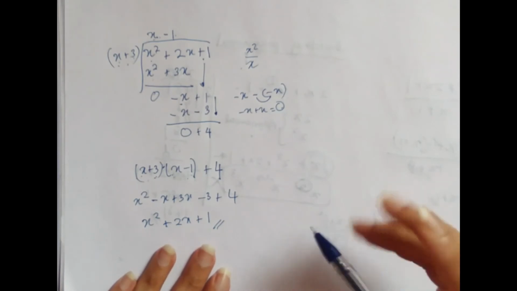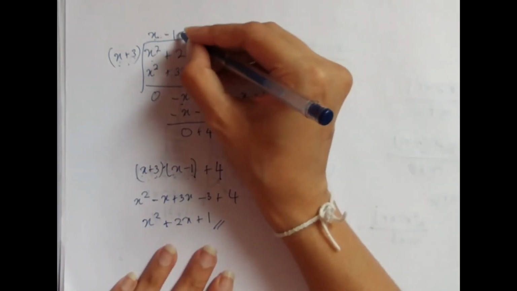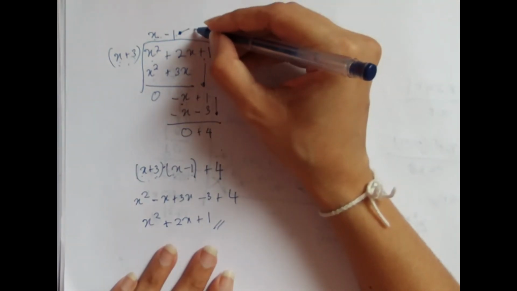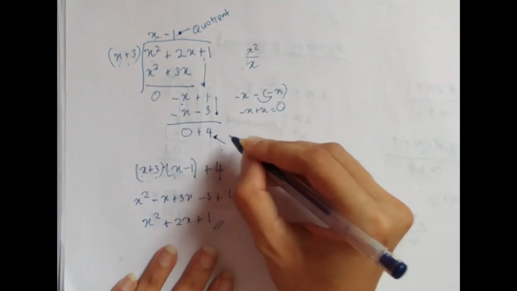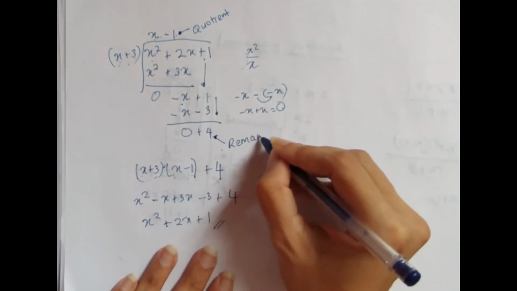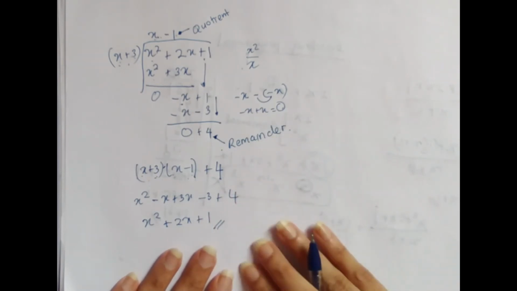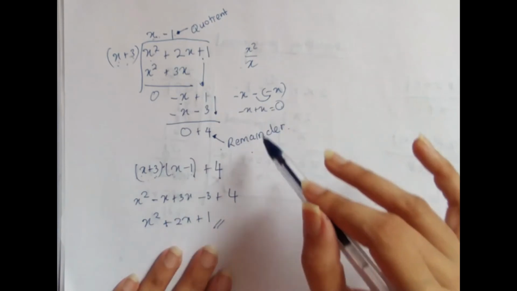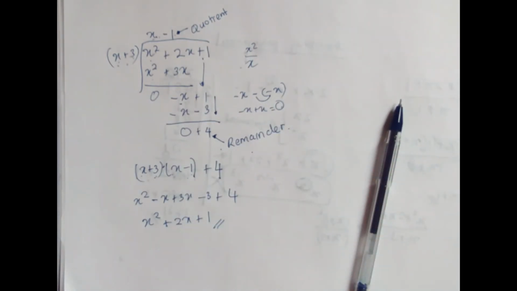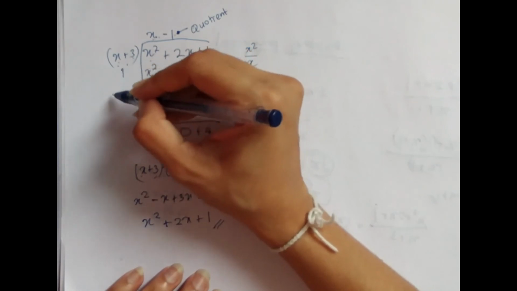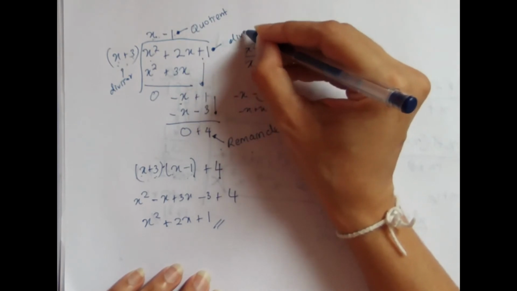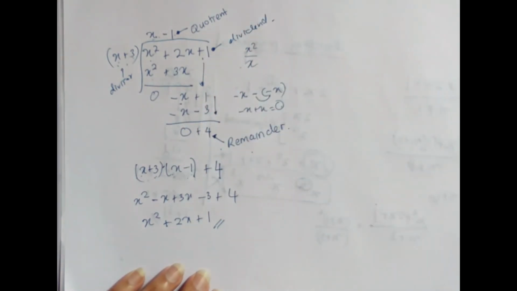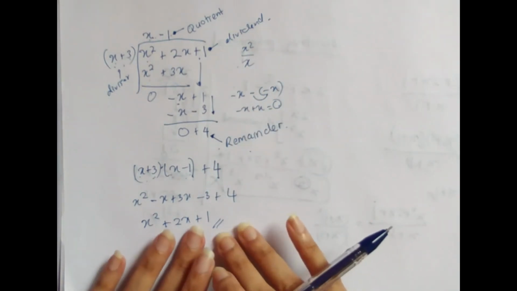One more thing, you must know what these are. We say this is the quotient, and this is the remainder. You must know these two things. This is the divisor, which you use to divide, and this is the one that you divide, which we call the dividend. This is how you do the division.